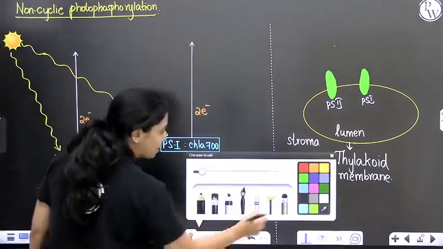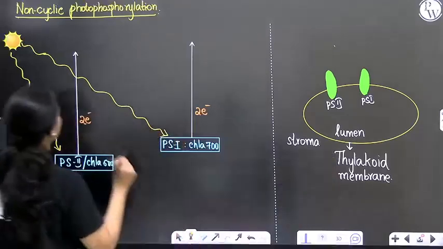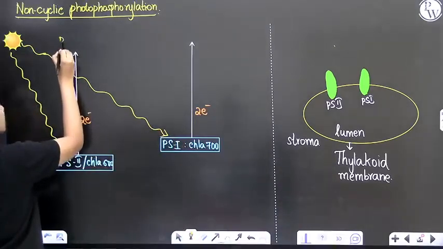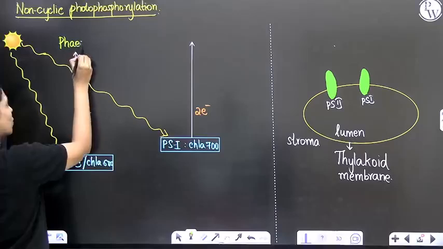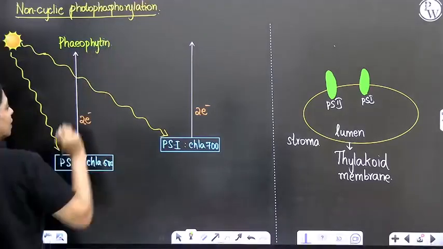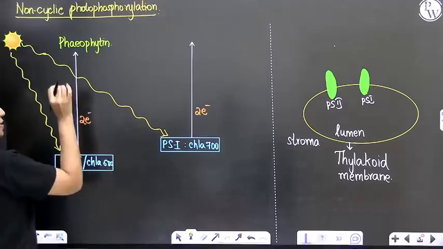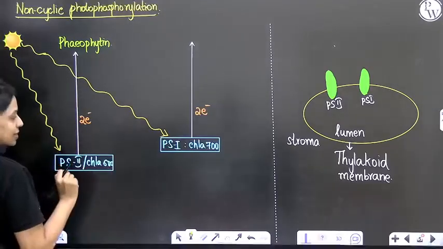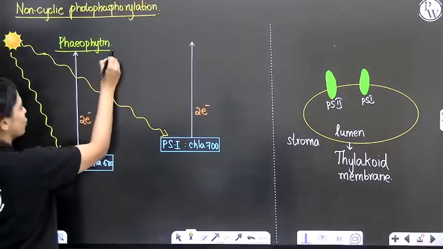It gets accepted by a molecule that is called Photolysis. The molecule that first accepts the electron from chlorophyll A680 is called Photolysis.